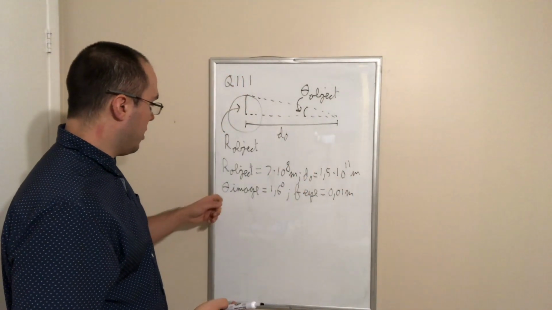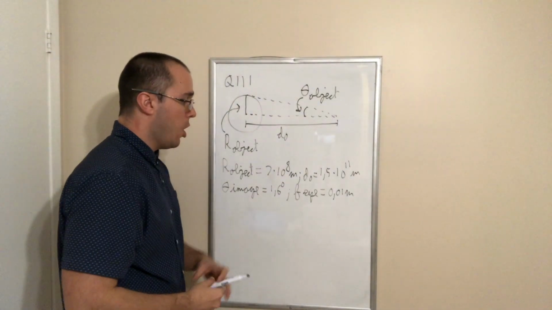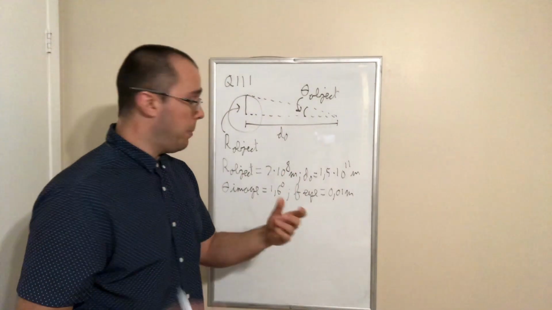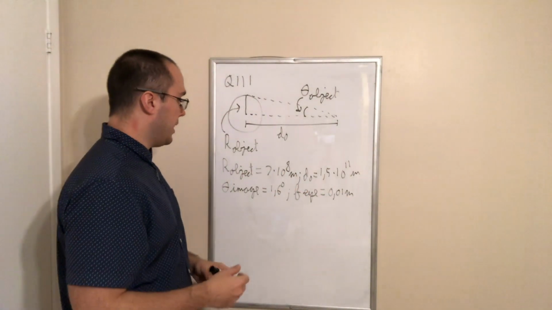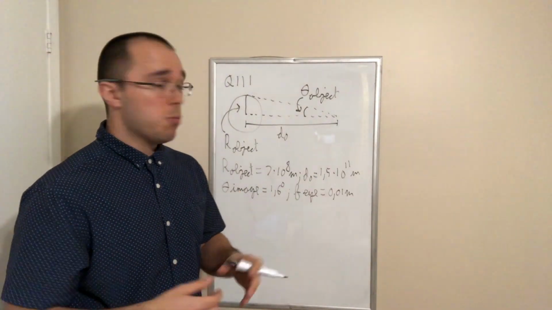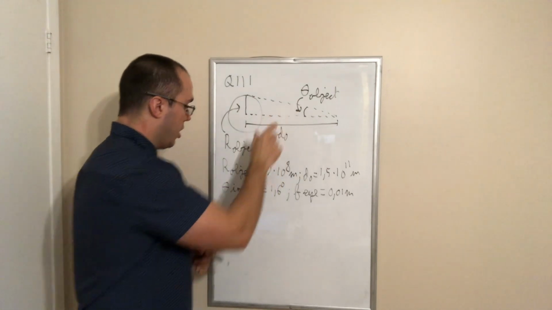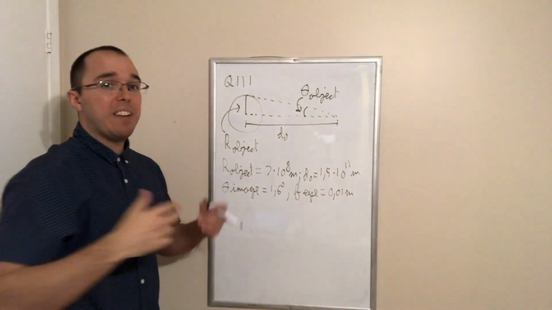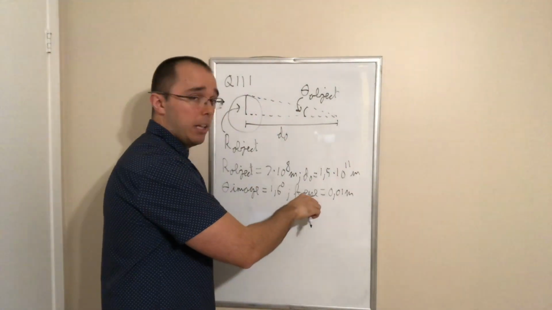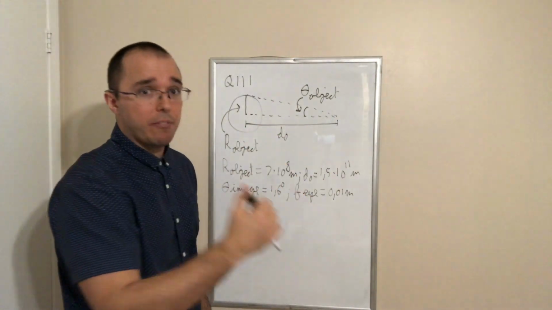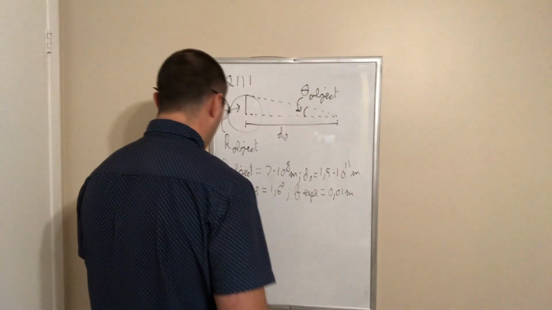We are also given the angle formed by the image. It's 1.6 degree. We are told the focal length of the eyepiece is 1 centimeter or 0.01 meter. Now, basically, what we want to do here is find this angle over here. Once we have this angle, combined with the angle of the image, we can find the magnification. Once we have the magnification, it's plug and play to find the focal length of the objective. All right, so let's start by finding this angle over here.